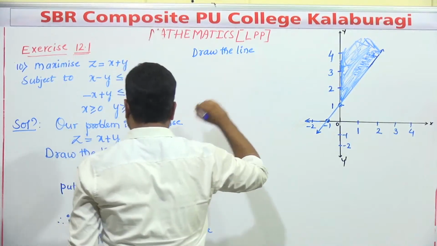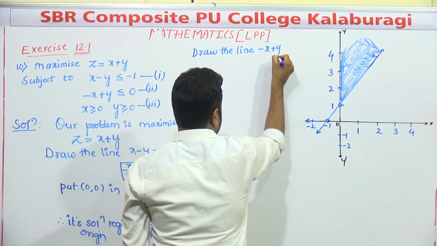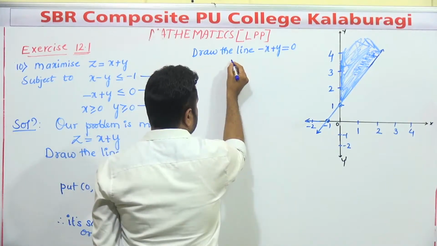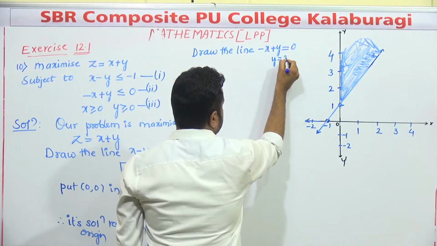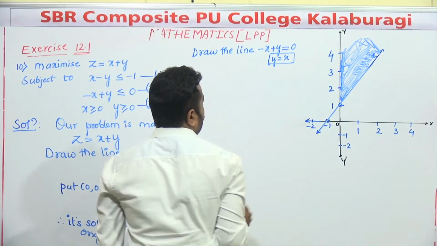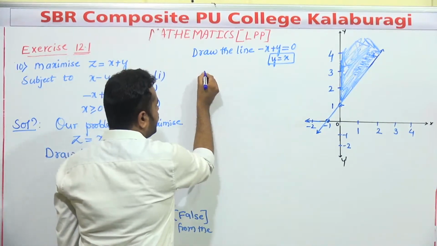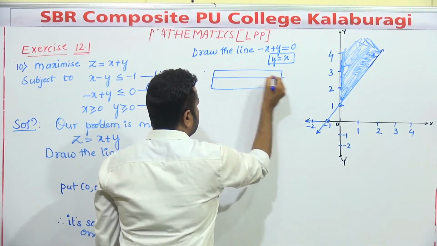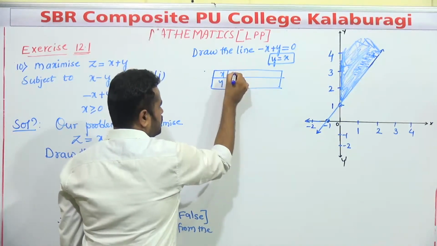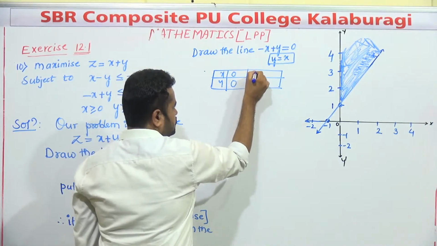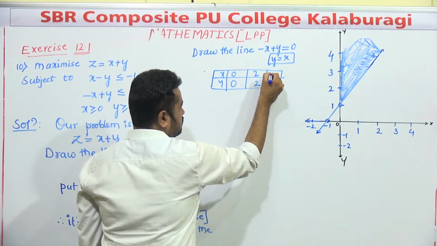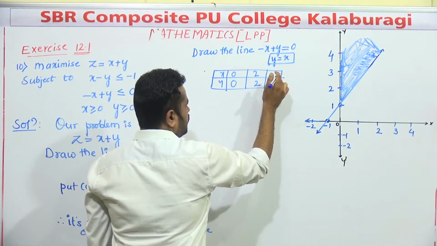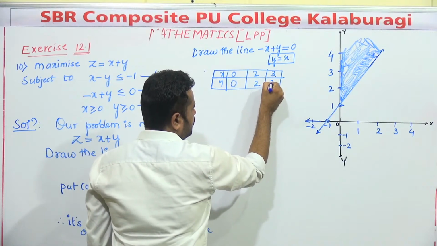Draw the line minus x plus y equal to 0. Here this is y equal to x. Y equal to x means this is a line passing through the origin. When x is 0, y is also 0. If x is 2, y is also 2. If x is minus 1, y is also minus 1, but I will not take minus 1 because we want the first quadrant, so I take 3.